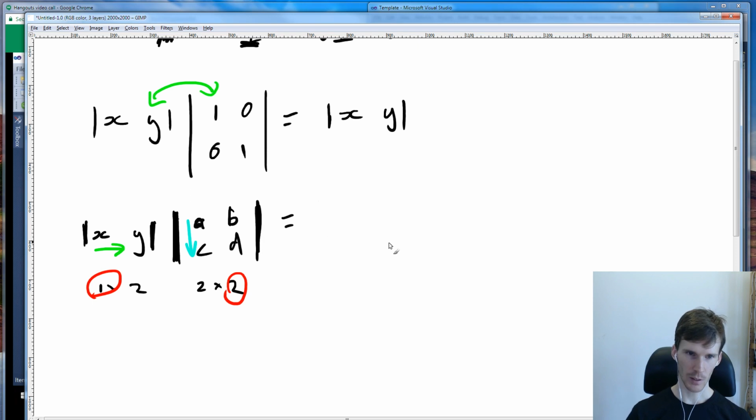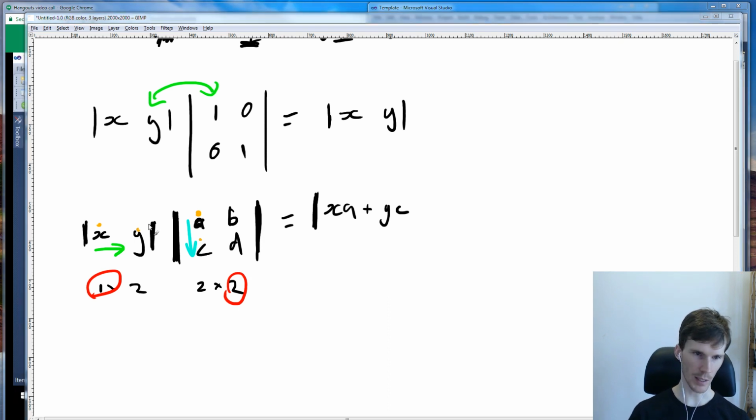So what we do is we go across and we go down. The first spot, we'll take this one and this one, so that's x times a, and then we take this one and this one, so that's plus y times c, and that's our first element in our 1 by 2 matrix, which is our vector.